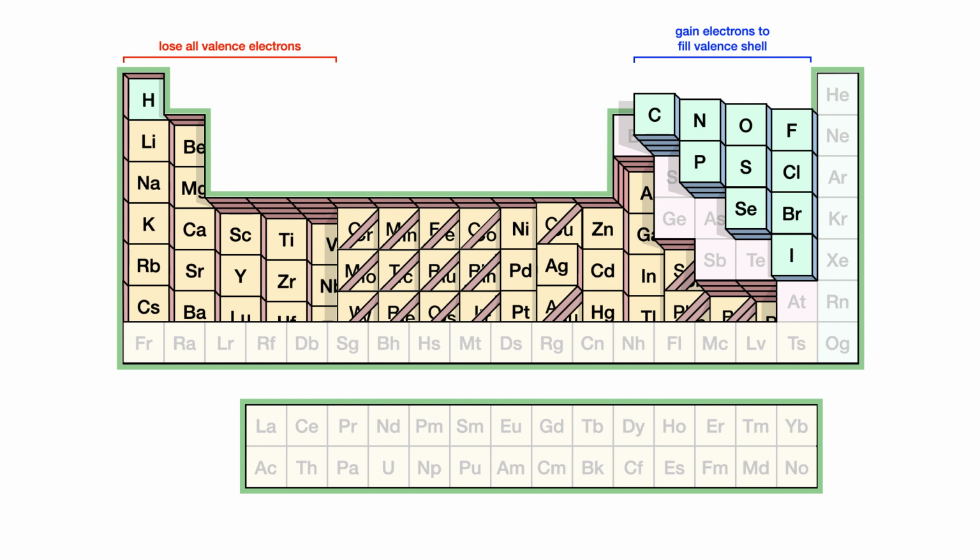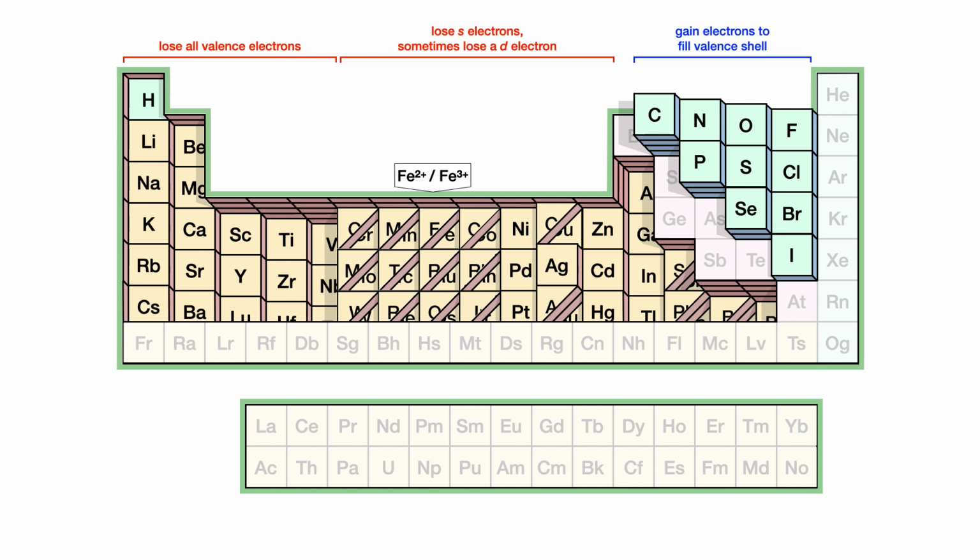So all of those metals in the middle of the periodic table will tend to lose their s electrons, and then sometimes they will lose a d electron as well. So for example, iron, when it forms positive ions, can easily lose its two s electrons to form Fe2+, and then it will sometimes lose one of its d electrons to form Fe3+.